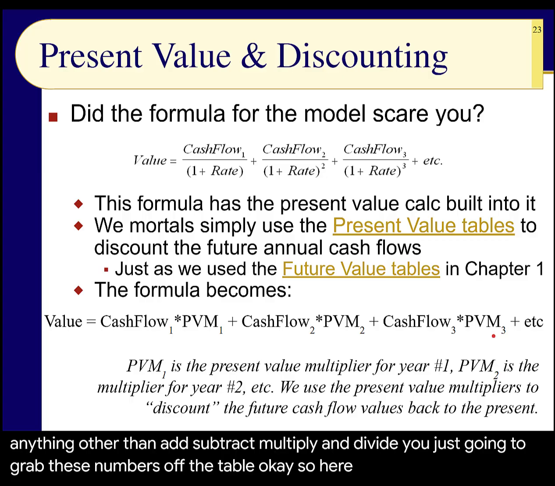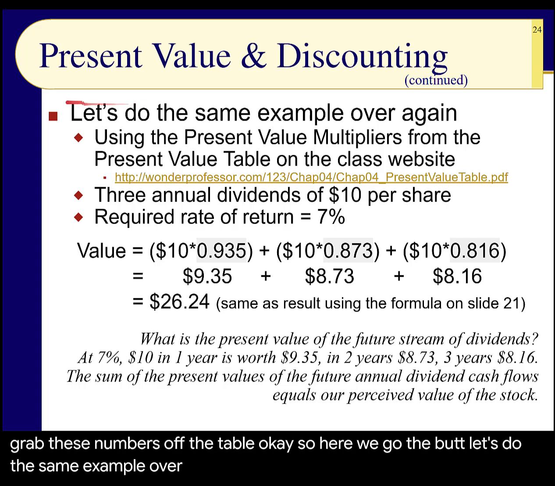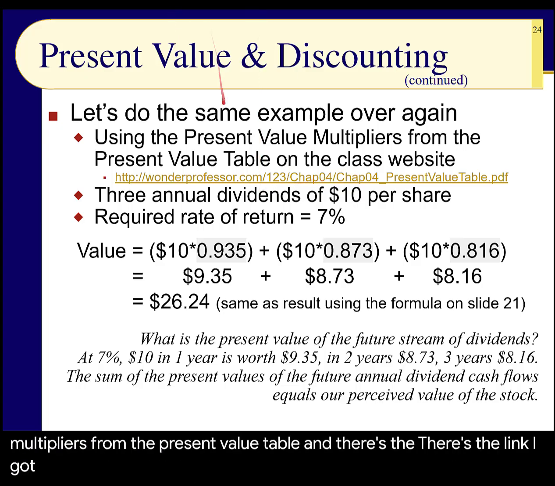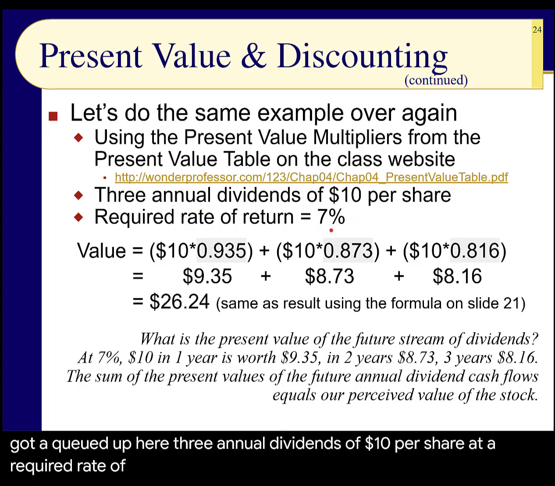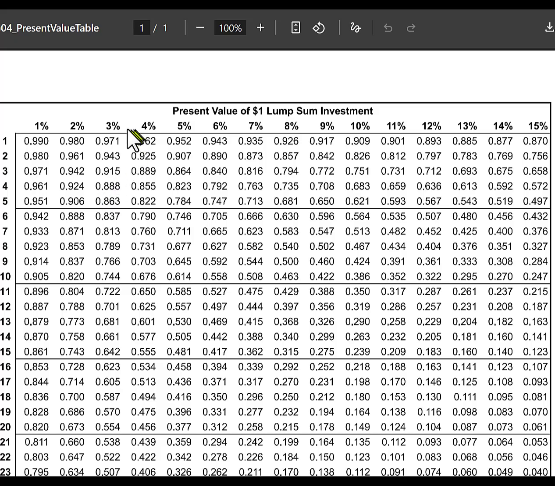Okay, so here we go. Let's do the same example over again. We're going to use the present value multipliers from the present value table, and there's the link. I got it queued up here. 3 annual dividends of $10 per share at a required rate of return of 7%. So I got it over here. Here's the present value table. It's going to be in the packet for your full-time students. And here you go. You go across the 7%, 1, 2, 3 years. 0.935, 0.873, 0.816. So that's all you do, folks.